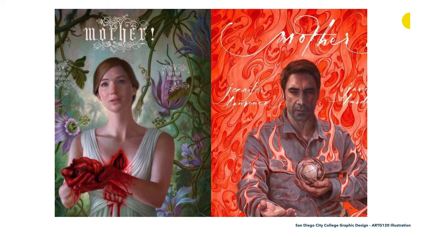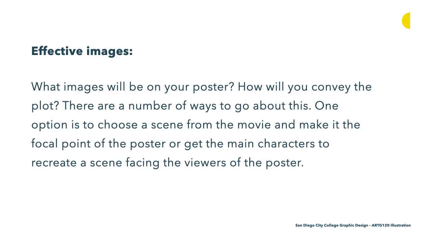These illustrations for the movie Mother were created by the artist James Jean, and they show the featured characters in these unique settings, and each individual is holding elements that relate back to the plot of the film and create a lot of interest and a lot of excitement about these characters and what this film might be about. So effective images: what images will be on your poster, and how are you going to use them to convey the plot of this film?